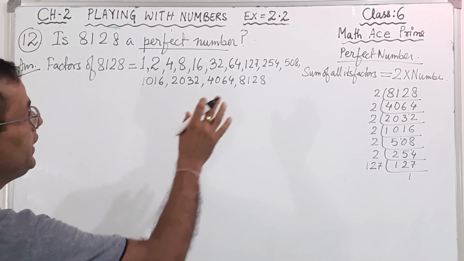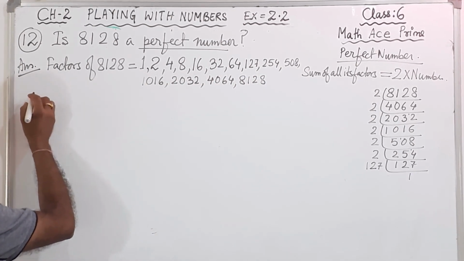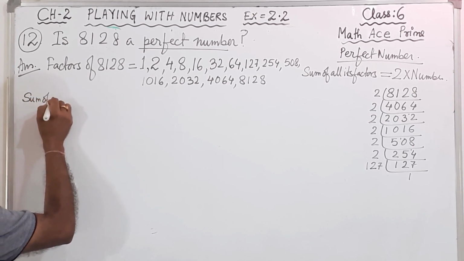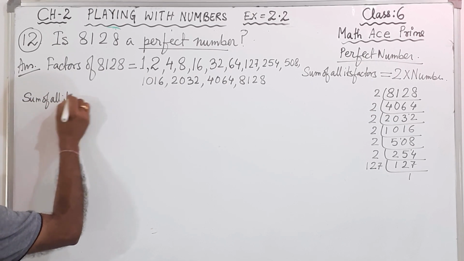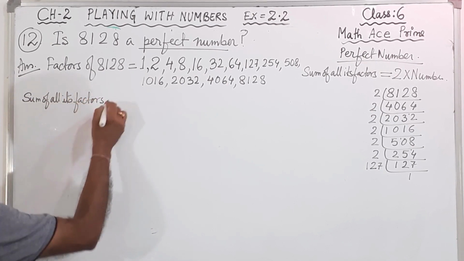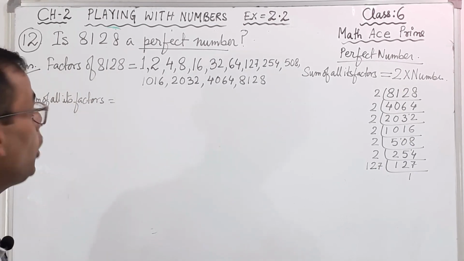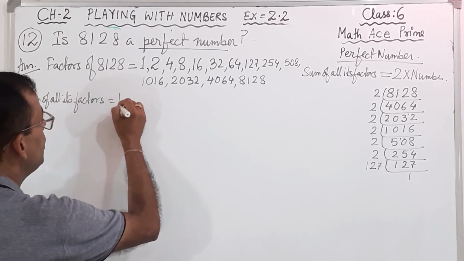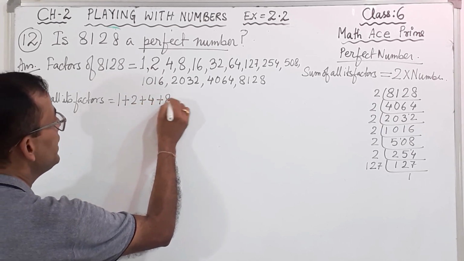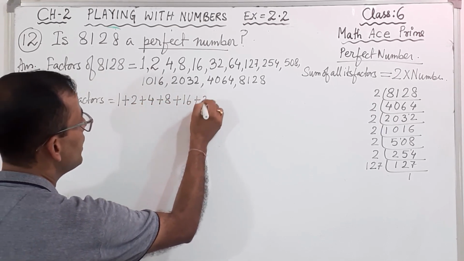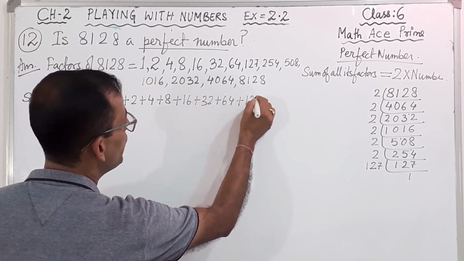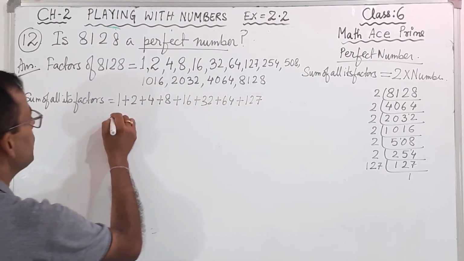Now I have to find out the sum of all its factors. So what will we write? Sum of all its factors. Got it? So what are the factors? 1 plus 2 plus 4 plus 8 plus 16 plus 32 plus 64 plus 127. Let me do it down.